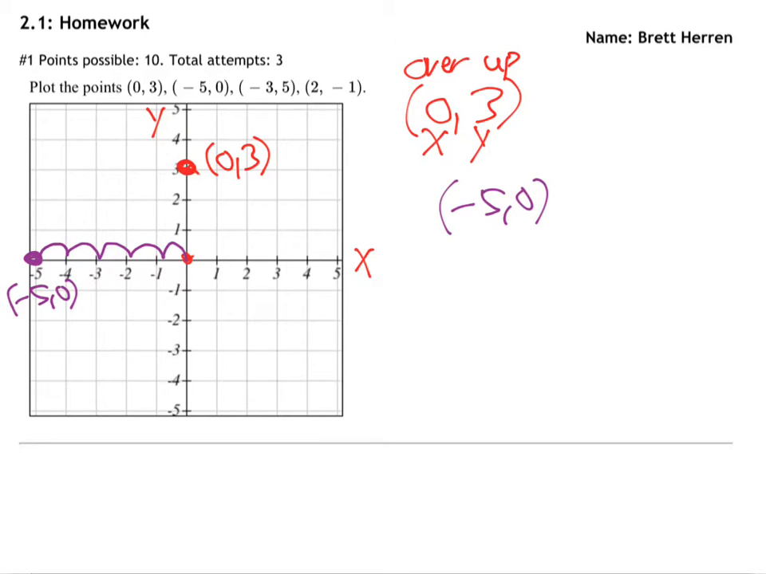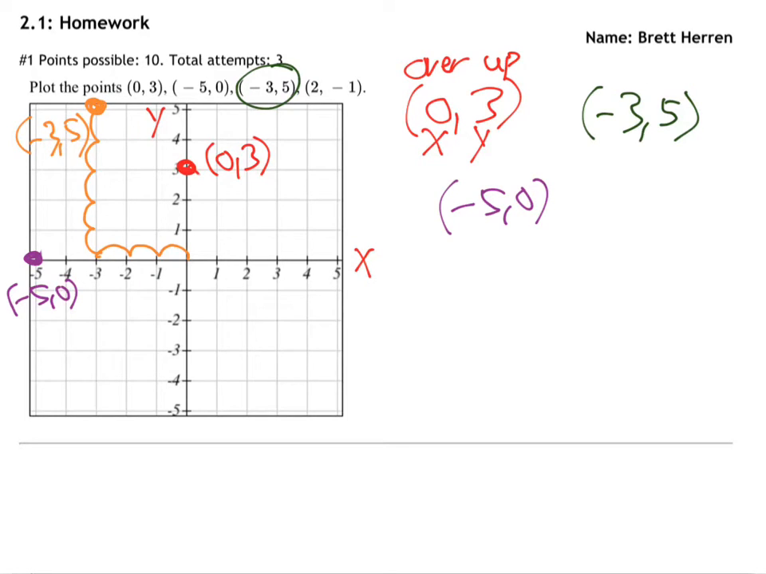How about the third one? Minus 3, 5. Can you find that one? Again, first number's over, second number's up or down. So back 3, 1, 2, 3, up 5, 1, 2, 3, 4, 5. There it is, right?